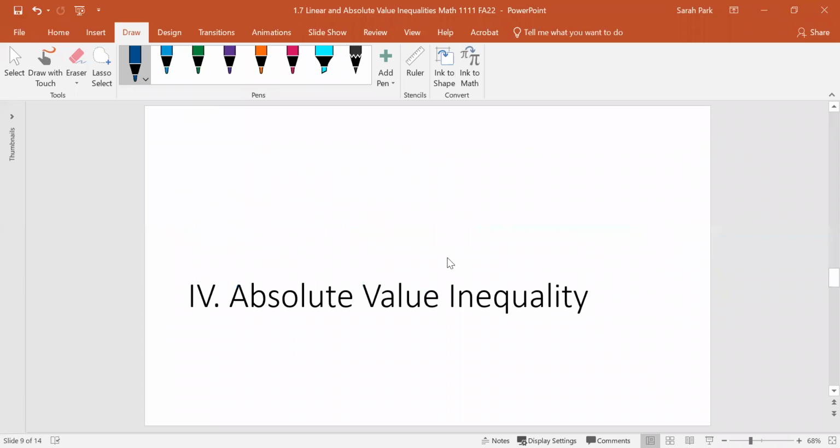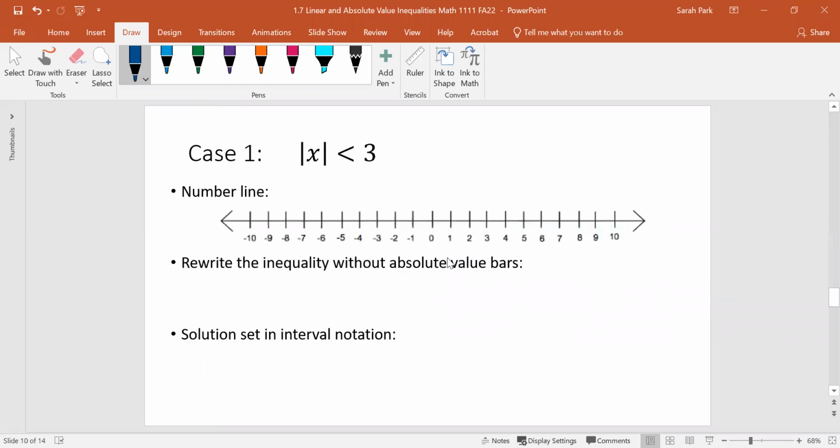Okay, now moving on to absolute value inequalities. Last time we looked at absolute value equations. Now we're going to see what absolute value inequalities look like. This is a little tricky because not only are we dealing with absolute value bars, but we're also dealing with inequalities. So what does it even mean when the absolute value is less than 3? Last time, when we said the absolute value is equal to 3, these were all values that were 3 units away from 0, which were 3 and negative 3. So there were 2 solutions.